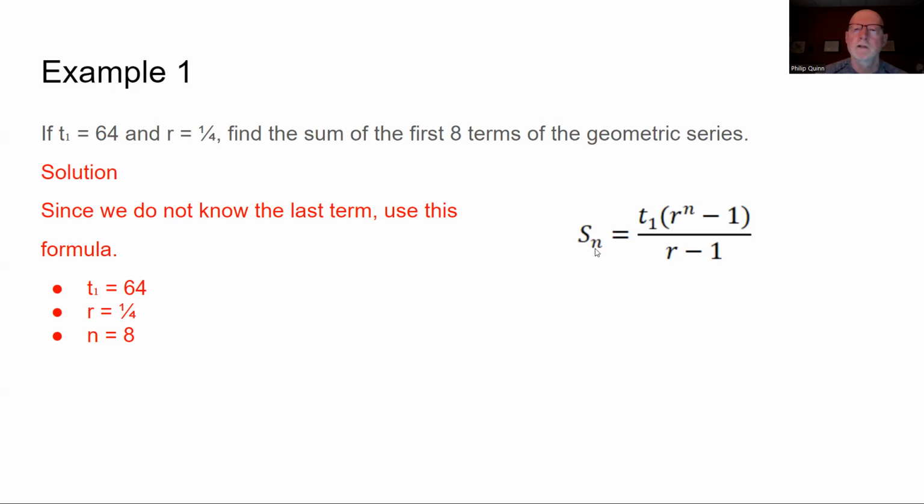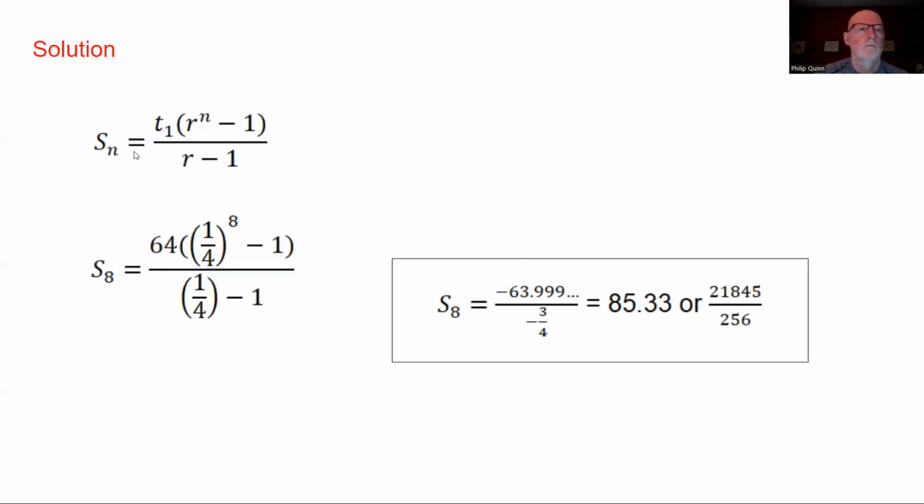So we're going to sum n terms. We know the first term, we know the common ratio, and we know the number of terms. So we're going to put values that we know into this formula. So we're going to sum 8 terms. First term is 64. We'll take the common ratio as a quarter and raise that to an exponent of 8 because there are 8 terms. We'll subtract 1 and divide by a quarter minus 1.